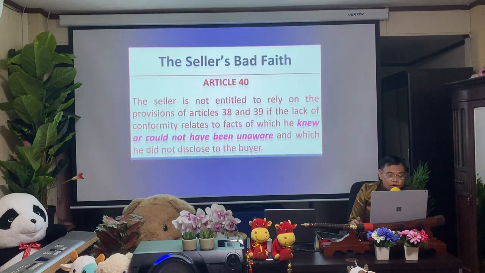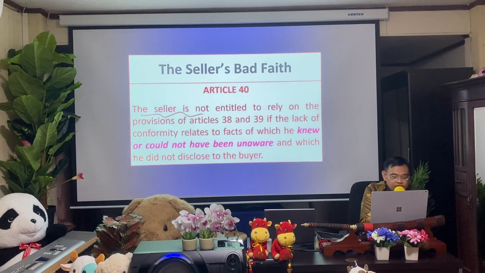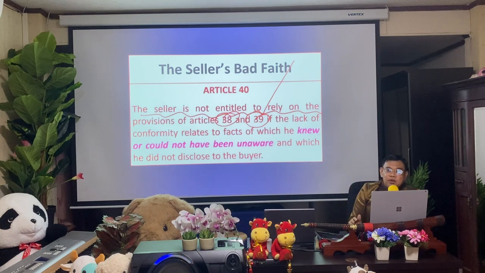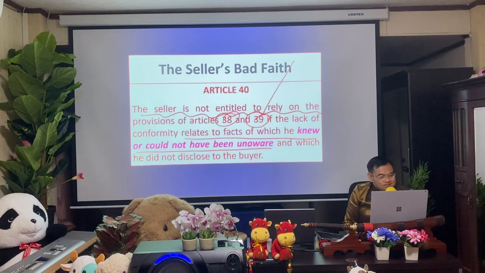Article 40 in the CISG says that the seller is not entitled to rely on the provisions of Article 38 or 39. Remember, 39 is the provision which takes away the buyer's right to rely on the lack of conformity. If the lack of conformity relates to facts of which he knew or could not have been unaware, and which he did not disclose to the buyer, that means the seller knew about the lack of conformity in the first place, or could not have been unaware of it. The seller is in a position to cure at the outset, so in this case there is no need for the buyer to give the seller notice of the lack of conformity.